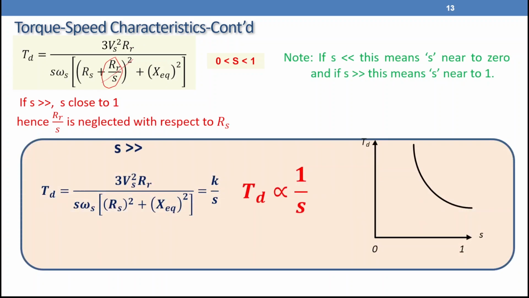So if we look here for this equation, if we cancel R rotor over S with respect to R stator, so in this case, that one will be a constant value, that one will be a constant value, so torque equals K over S, or we can say that torque is proportional to 1 over S. So we have this inverse function as S is close to 1.